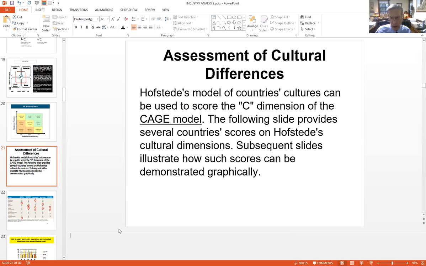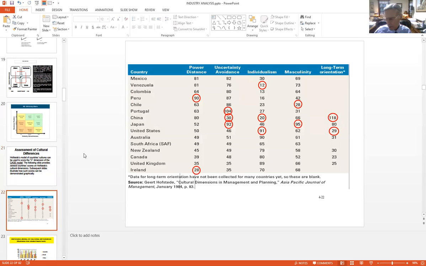One method of assessing culture is the use of a profile created by Geert Hofstede. I'm trying to remember where Hofstede was a native, and I'm sorry I can't remember.